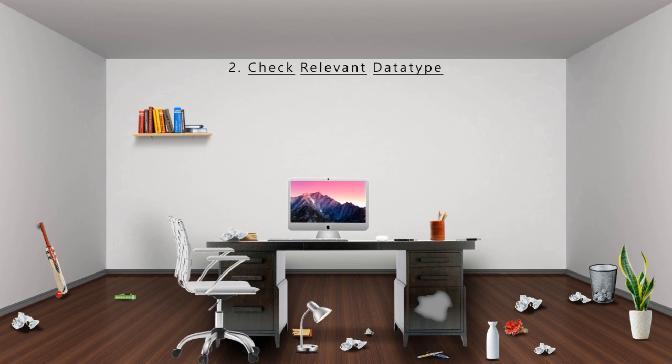But still we can see that in the room there is one cricket bat and ball, which is not a relevant object according to this room. So we can say it is an irrelevant attribute and needs to be removed.